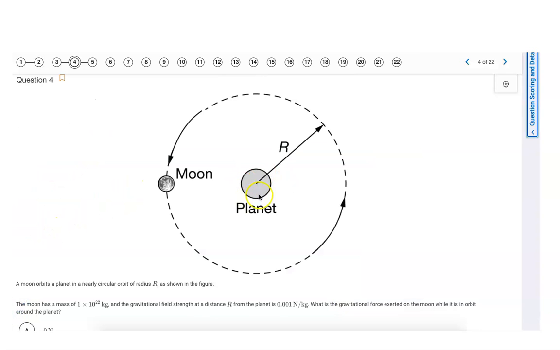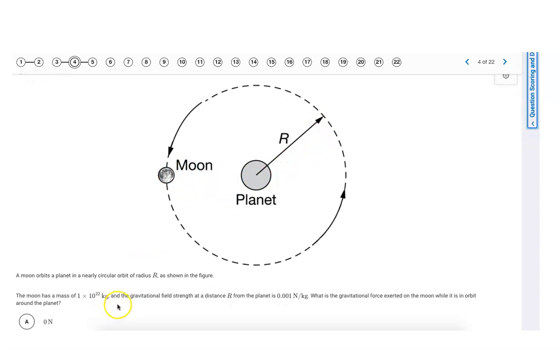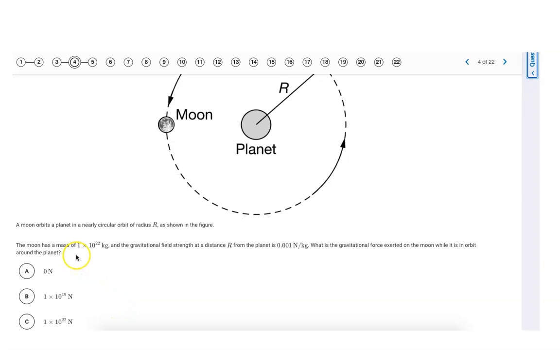Question 4, you have a planet, you have a moon, and you have the radius r. So the question is, the moon has a mass of 10^22 kilograms, and gravitational field strength at the distance r from the planet is 0.001 Newton per kilogram. What's the gravitational force exerted on the moon while it is in orbit around the planet?